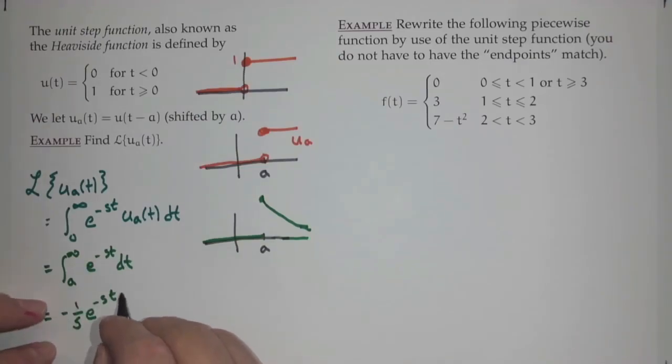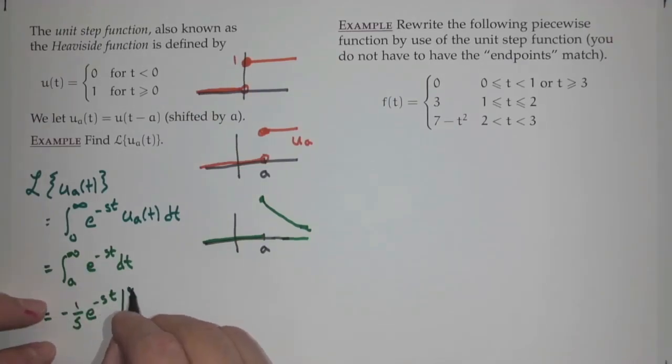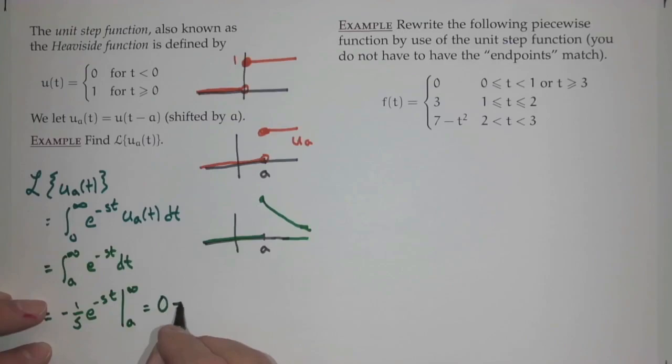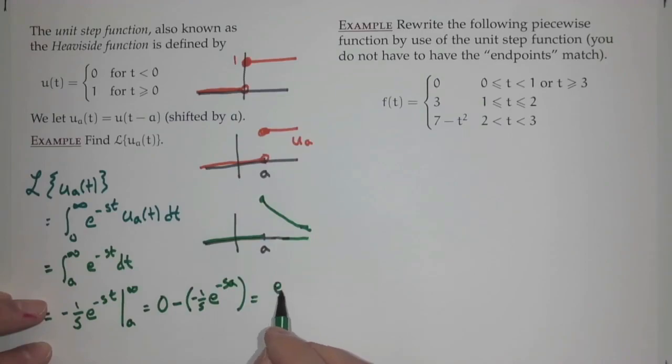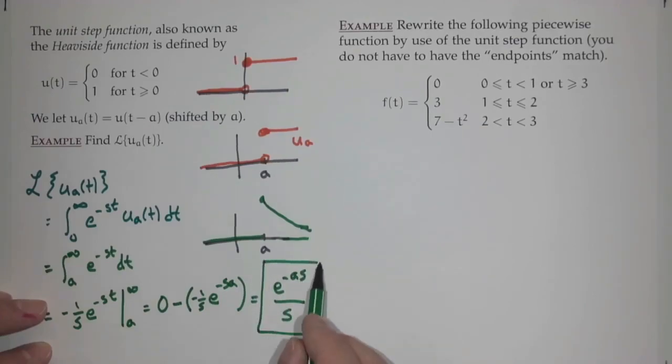But don't forget, we have to evaluate. At infinity, what happens? You get 0, because the exponential function drives it to 0. So this is 0, subtract, minus 1 over s. Now we plug in t equals a, e to the minus s times a. Or we could write this as e to the minus a times s, divided by s. And there we go.